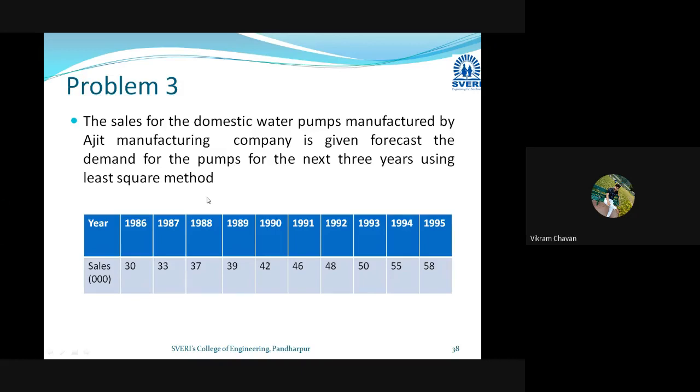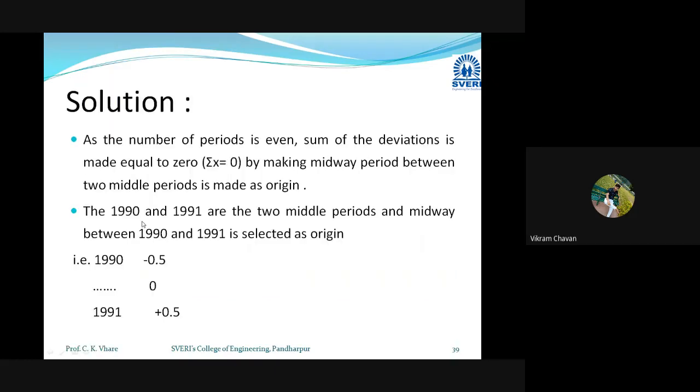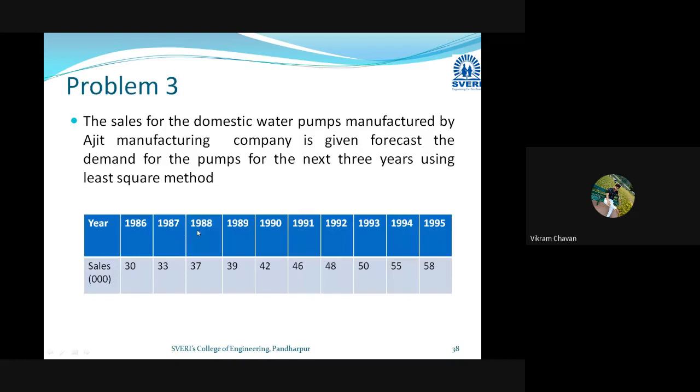Okay. So how many years are provided? Just count the number of years. 1, 2, 3, 4, 5, 6, 7, 8, 9, 10. Total number of years are 10. Then what will be the middle year? In case of an odd number, in case of 5 years, the middle will be 3. In case of 9 years, the middle will be 5.